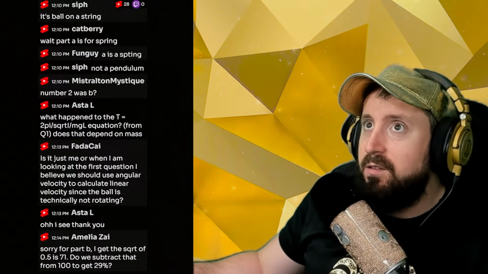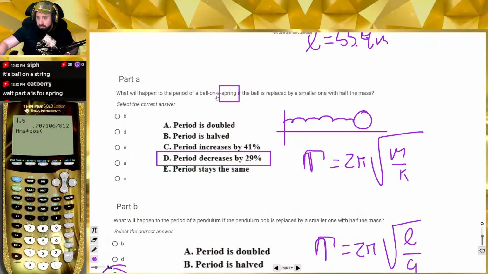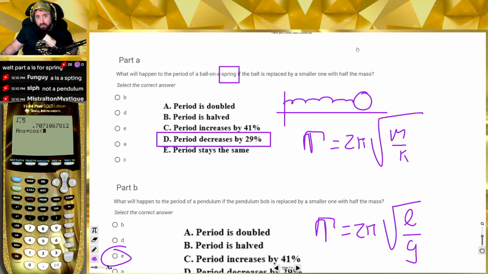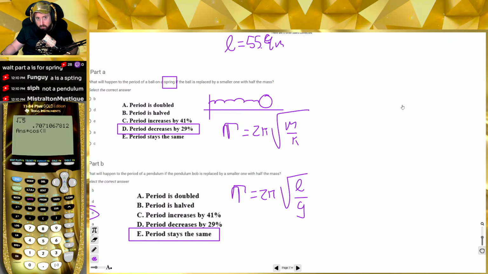Yes, you do subtract that from 100 to get 29%. Yeah, so the reason for that, Amelia, right? Because being 0.71 is the same as decreasing by 29%. Yes. So if I say 71% of the original, that's equal to a 29% discount.